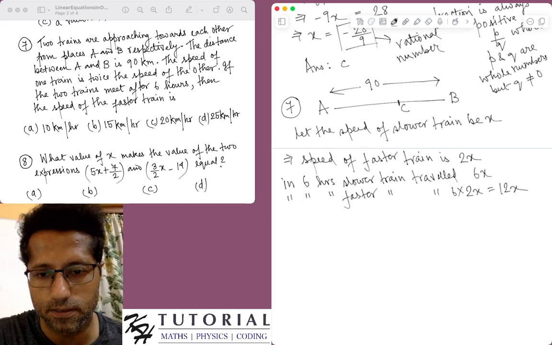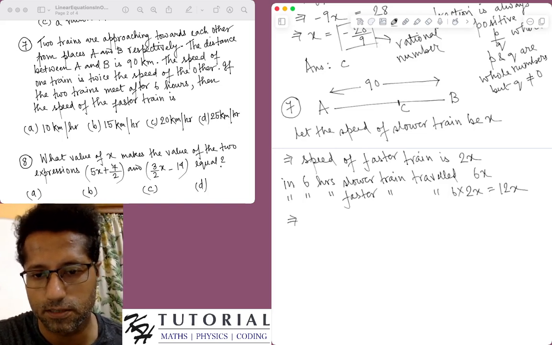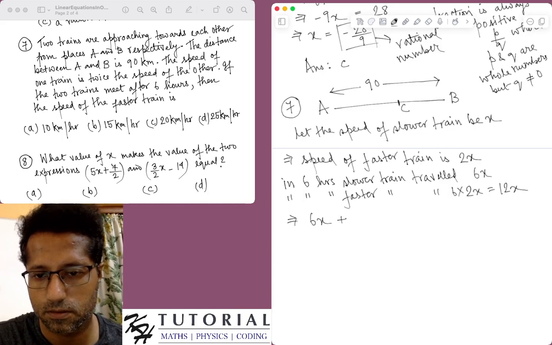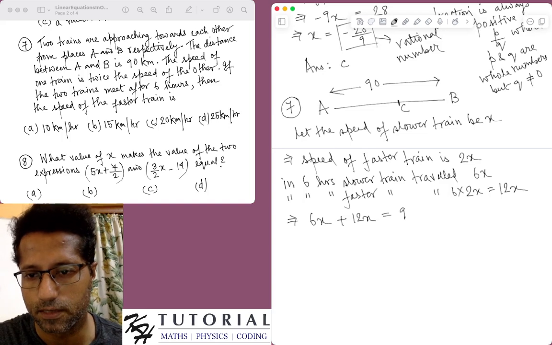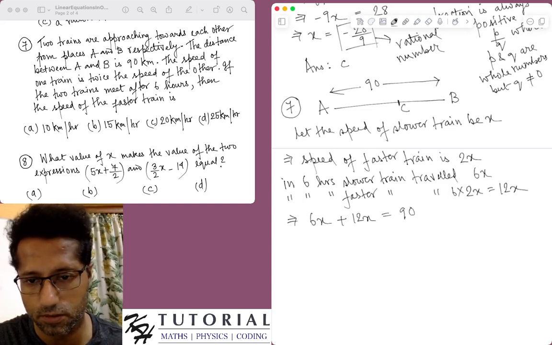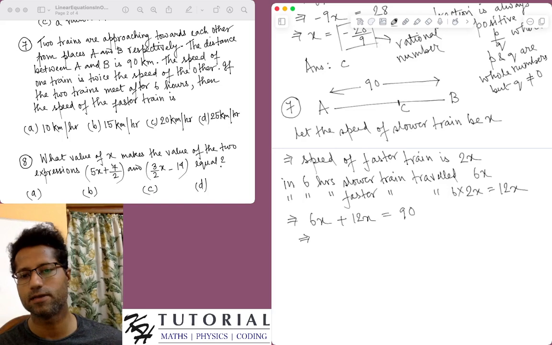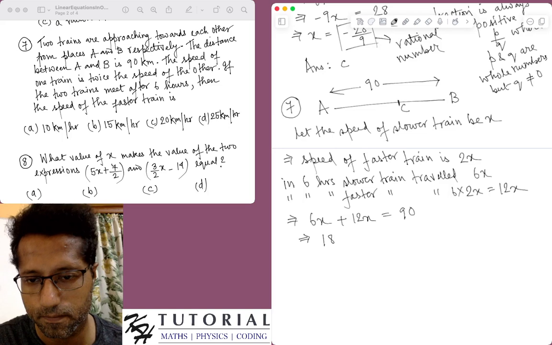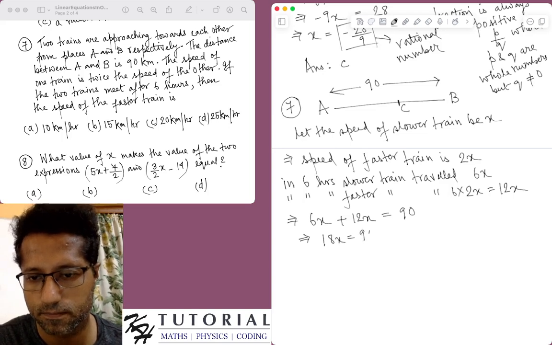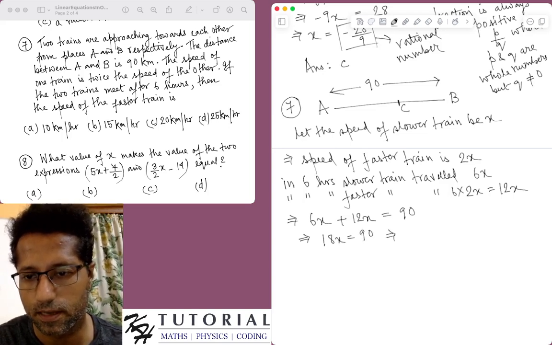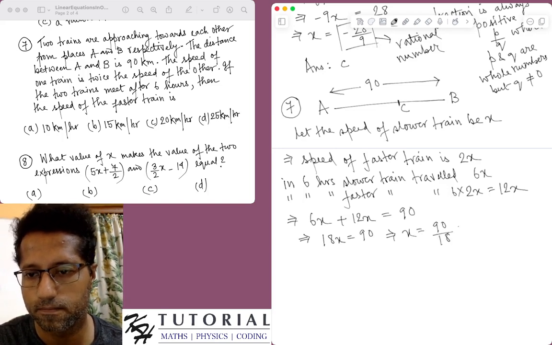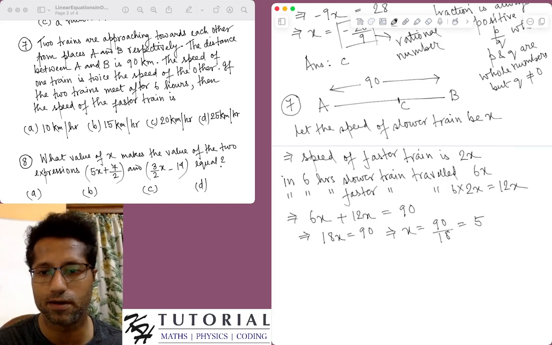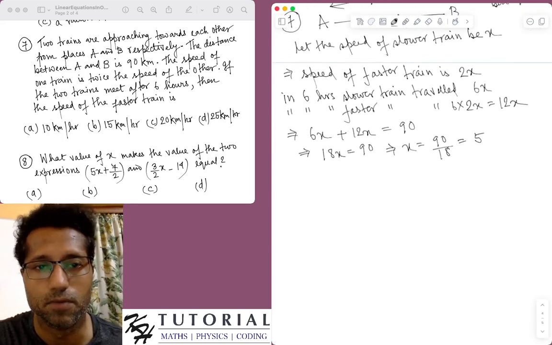So now this implies we must have 6x plus 12x equals the distance between A and B, that is 90. So we have found a linear equation in x, and if we solve it, we get 6x plus 12x is 18x. 18x is 90. This implies x equals 90 by 18. This is 5. So the speed of the slower train is 5 km per hour.